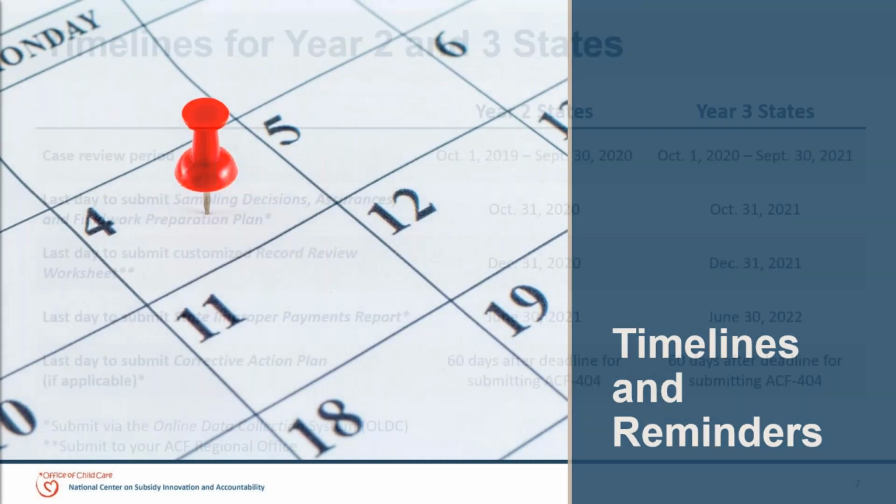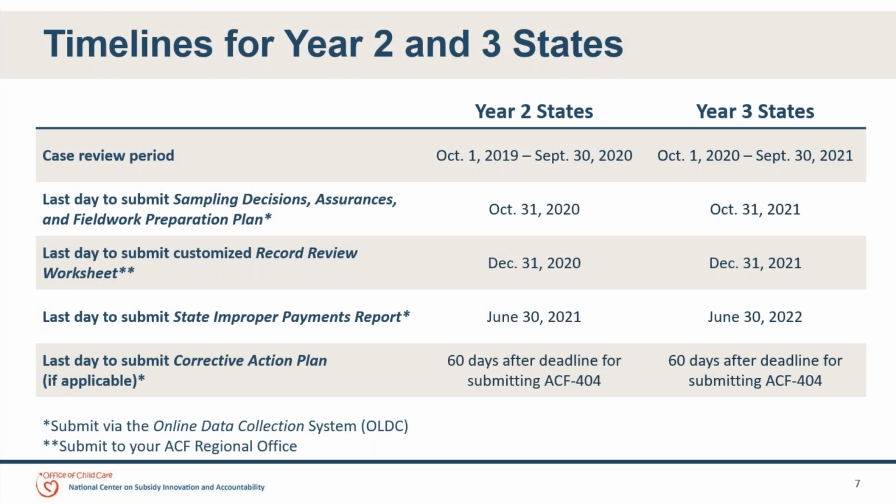Okay, now we're going to jump into the timeline for both year 2 and year 3 states. The case review periods are shown here for each of you. I think just to help avoid confusion, I'm going to walk through the year 2 state column, since you're the ones who are up next for submissions, at least when it comes to the state improper payments report. But certainly the year 3s, you're always just a year behind and can follow along in the year 3 column.